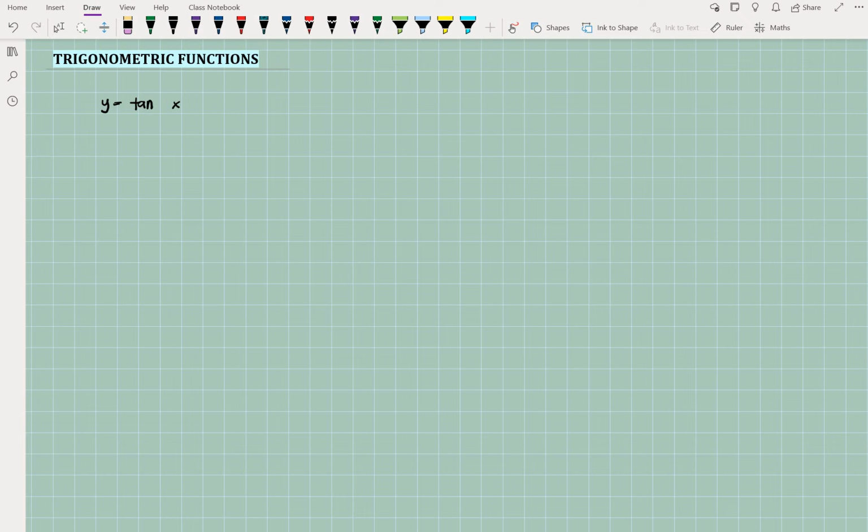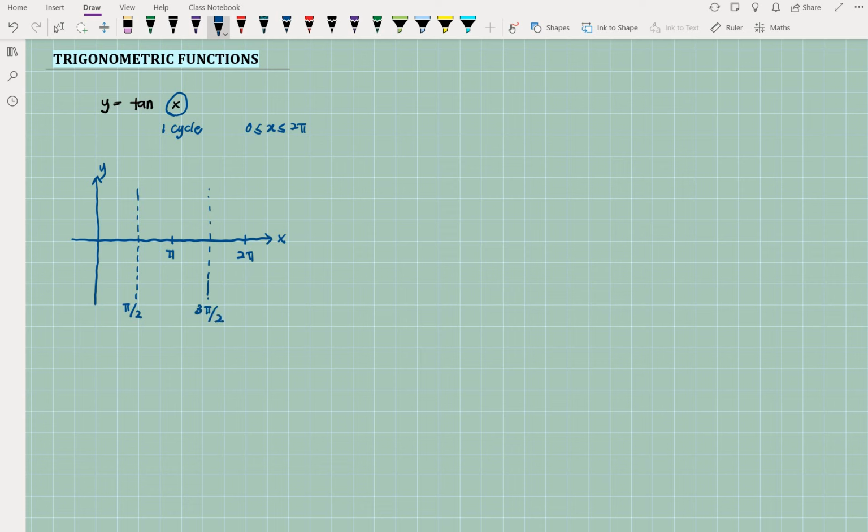Yang mana untuk graph tangent x, generally, from here, we know that we are going to have one full cycle of graph tangent x daripada 0 until 2 pi. Okay, so we are going to draw the graph right now. So this will be my y-axis, and then I'm going to have x-axis like this. Okay, let's say this is 2 pi. So I'm going to have pi somewhere here, and hence saya akan ada asymptote pertama dan asymptote kedua somewhere there. Yang mana di sini the value is pi over 2 and this is 3 pi over 2.